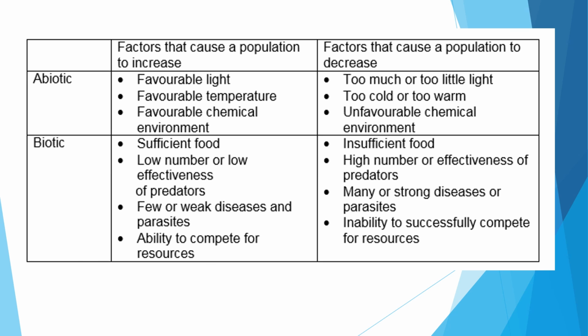Factors that are going to cause a population to decrease include not enough light or too much light, too little warmth or too much warmth from the sun. And here says unfavorable chemical environment. So chemical meaning like maybe the salinity of the water, so the salt concentration of the water. Insufficient food, so not enough food, too many predators, too many strong diseases, not being able to compete for resources. Okay, so these are factors that would cause a population to decrease. So we have increase, abiotic and biotic, decrease.